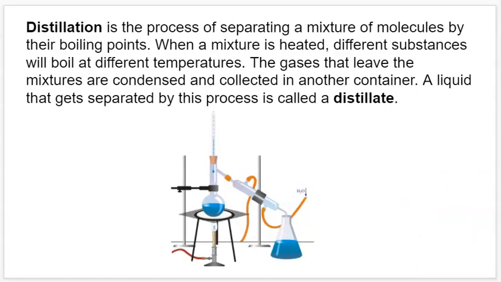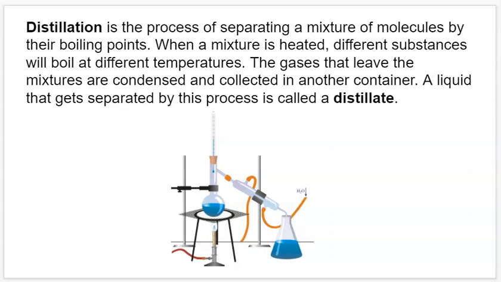Another way to do a similar thing is called distillation. This is when you have a mixture and you separate out the substances by boiling them. Say you had alcohol and water, they both have hydrogen bonds, so they're going to mix pretty well in each other. It's going to be hard to separate them. But if you look at the boiling points of water and alcohol, water boils at 100 degrees Celsius, whereas alcohol boils at around 80 degrees Celsius.